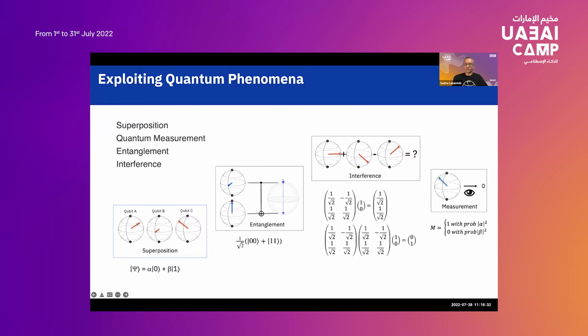And this will collapse to 0 more times than to 1 if the arrow points closer to the point 0, if it points more to the northern hemisphere of this ball, this Bloch sphere. So we have the notion of probability. And with this notion of probability, we realize that this is a stochastic process.